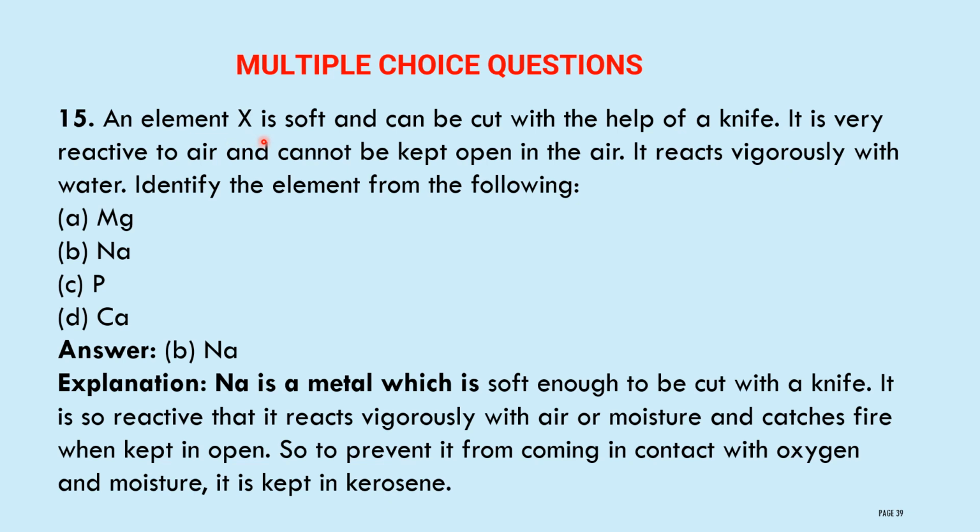An element X is soft and can be cut with the help of a knife. It is very reactive to air and cannot be kept open in the air. It reacts vigorously with water. Identify the element from the following. First one is magnesium. Option B, sodium. Option C, potassium. Option D, calcium. The element is sodium. Sodium is a metal which is soft enough to be cut with a knife.